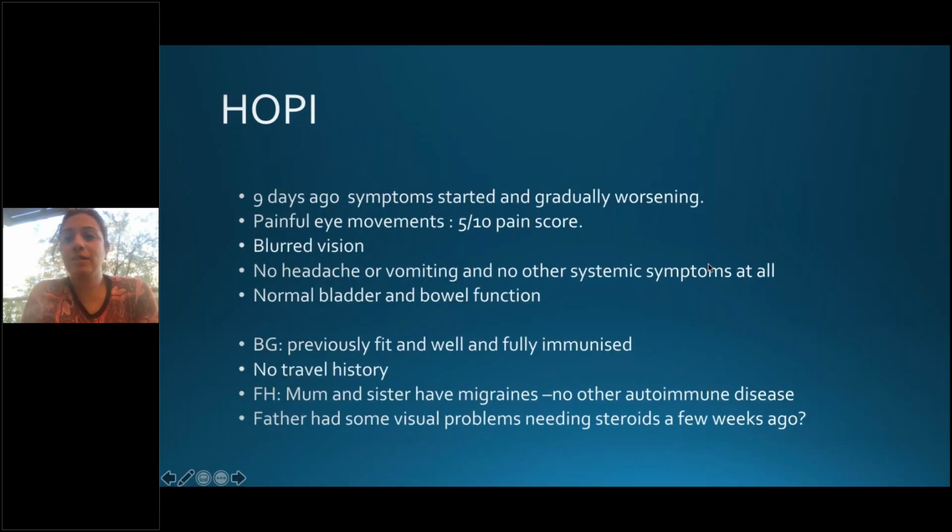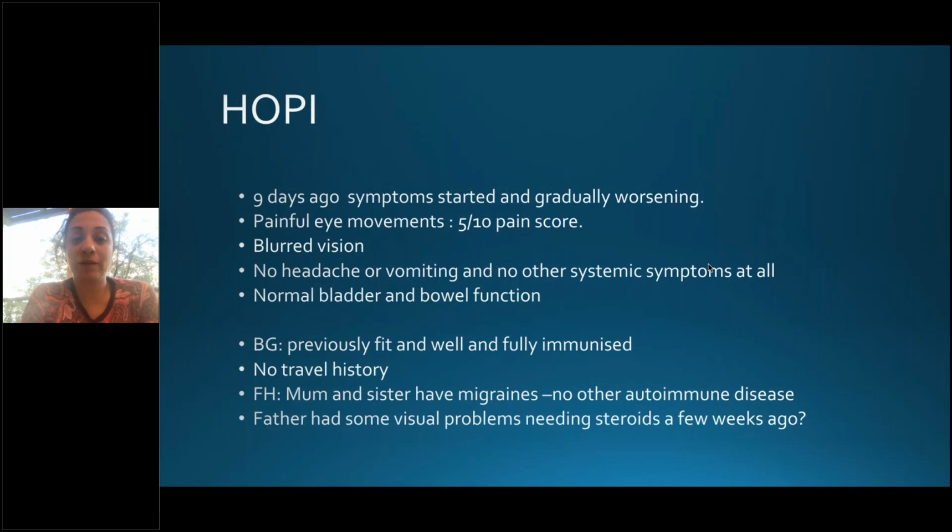So, history of present illness. This child's symptoms started 9 days ago and were gradually worsening. She was complaining of some blurred vision and painful eye movements, a 5 out of 10 pain score. There were no systemic symptoms, so no headache, no vomiting, no other symptoms at all, and she had normal bladder and bowel function. In her background, she was previously fit and well.